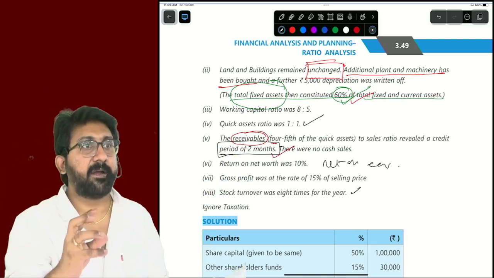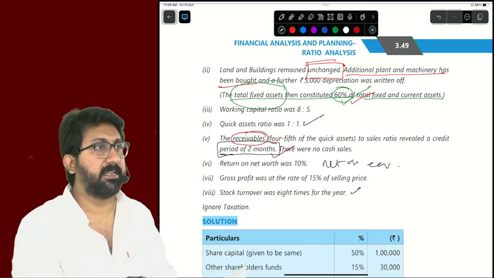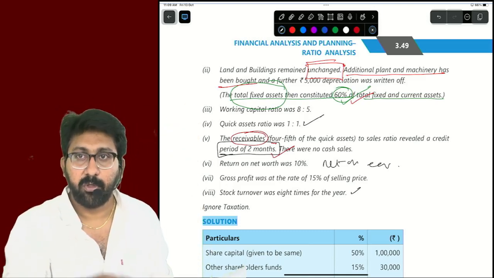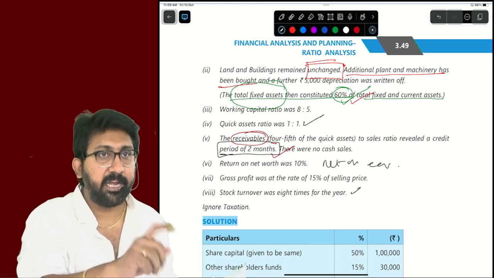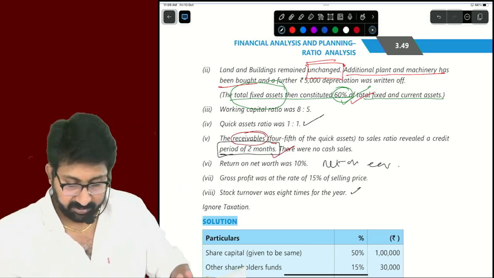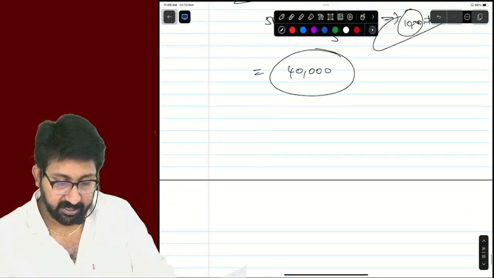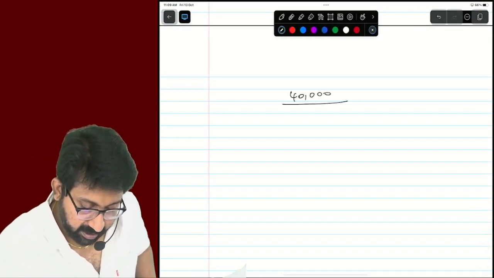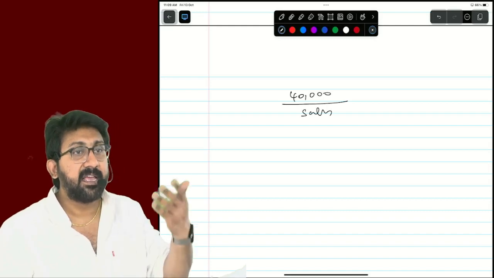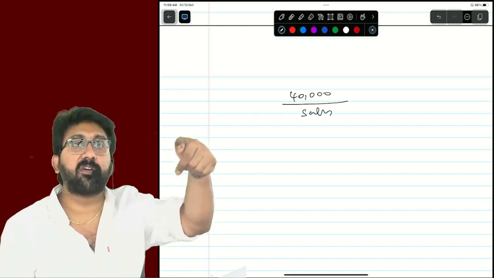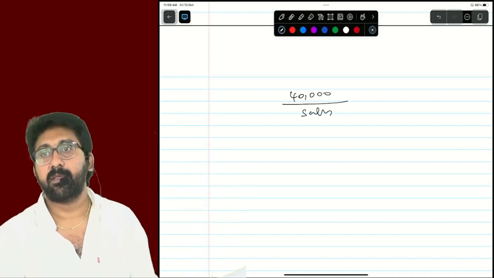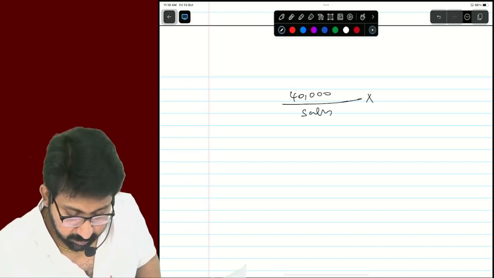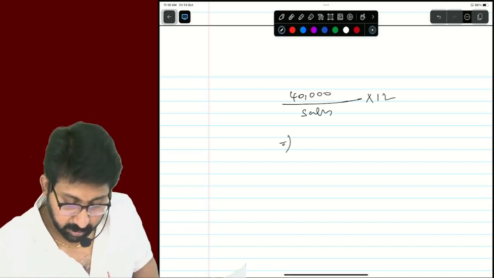Debtors divided by credit sales. That means we take the total credit sales and the total debtors. We want to know how much time it takes to realize. Into 360 if it is given in days, into 12 if it is given in months. First, don't calculate; roughly tell me, what are the debtors, divided by what? Sales. Normally we have to take credit sales, but in the question, credit sale is the total sale. Can I take it as sale here? Yes. Into 12. So this will be equal to how much? 2.